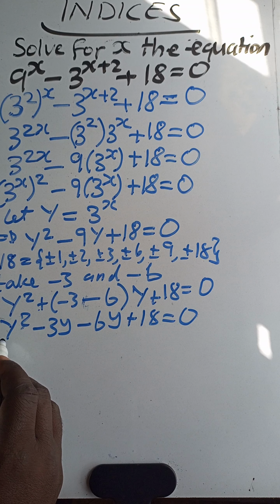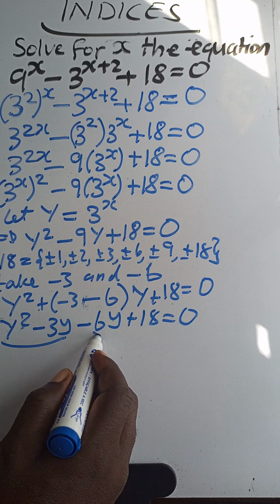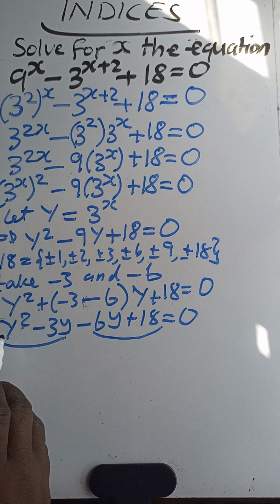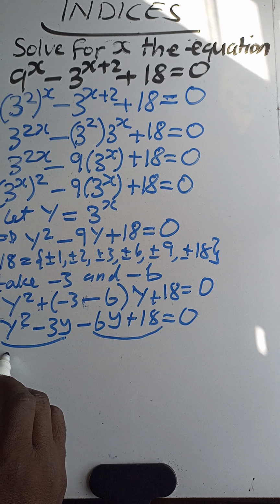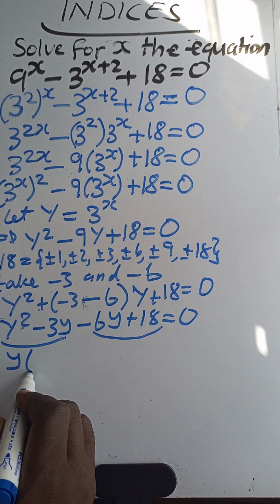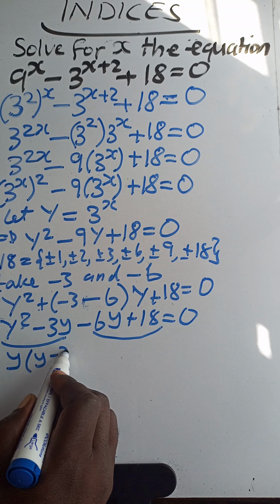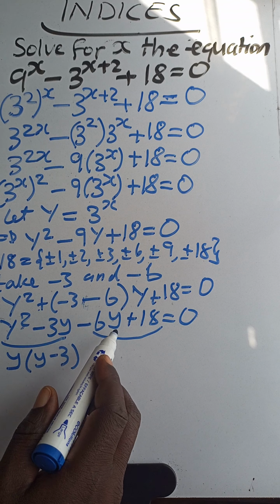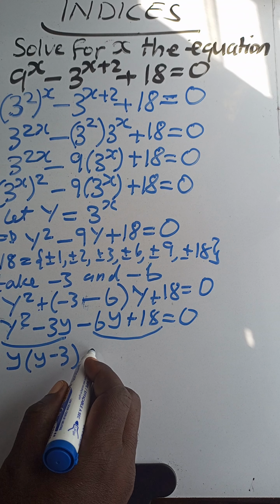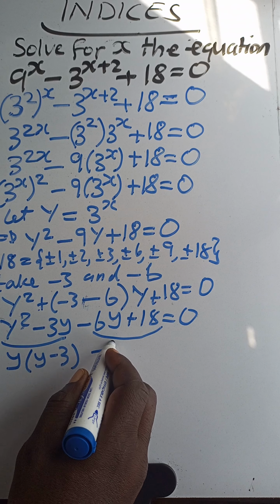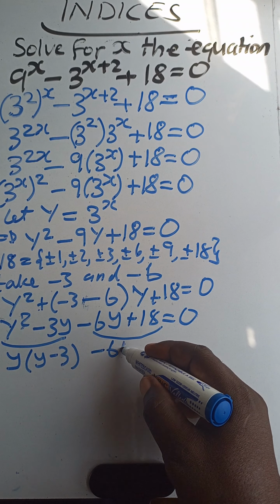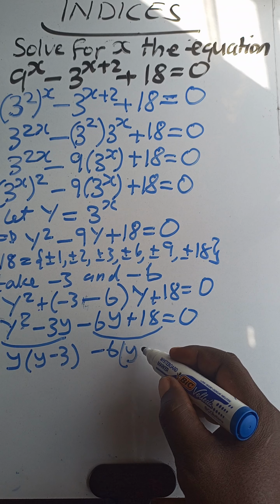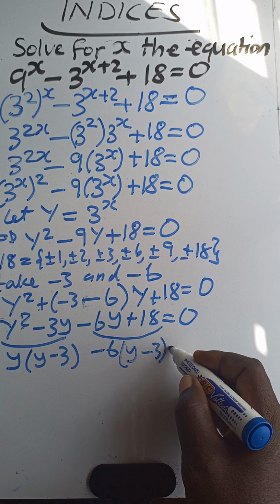Now, let us take the first two terms and the last two terms and factorize out. Here, what is common is y. So if we remove y outside, we're going to have y into y minus 3. And here, what do we see? We have 6 is common. So if we remove -6, for example, outside, we're going to be left with y. And to have plus 18, we must have -3.